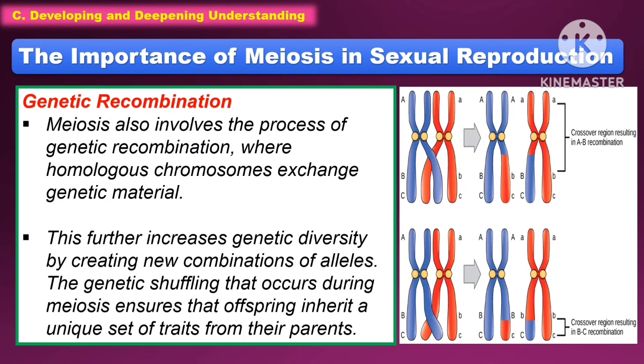Another importance of meiosis in sexual reproduction is genetic recombination. Meiosis also involves the process of genetic recombination, where the homologous chromosomes exchange genetic material. This further increases genetic diversity by creating new combinations of alleles. The genetic shuffling that occurs during meiosis ensures that offspring inherit a unique set of traits from their parents.